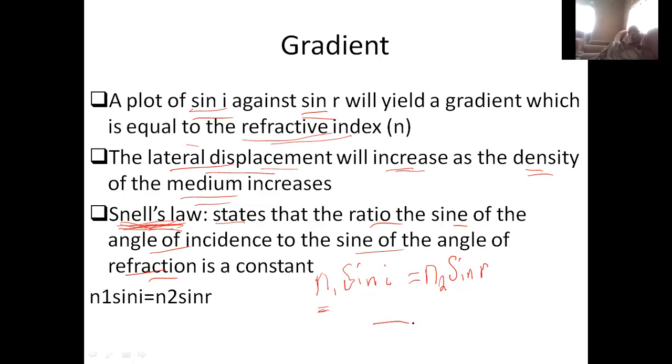For example, if we have two materials here, maybe this is glass and this is air. What it means is that n1 would be the refractive index of air, and this is our normal. Then you get the angle here, which is the angle of incidence, and the angle there, which is the angle of refraction. According to him, this will be a constant value. According to Snell's law, the ratio of the sine of the angle of incidence to the sine of the angle of refraction is always a constant value. This is what it means.